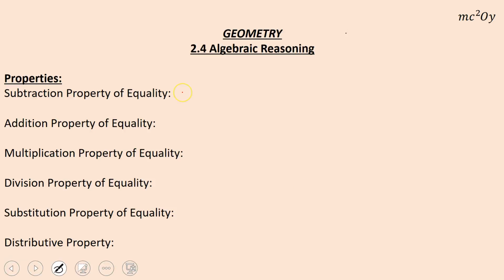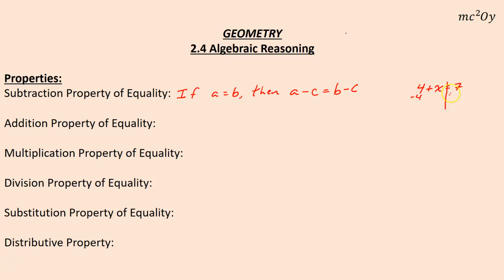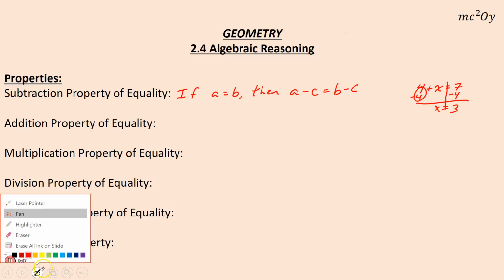So for instance, subtraction property of equality just says if A equals B, then A minus C would equal B minus C. Really it just means you're subtracting the same thing from both sides of an equation. So for instance, if I had 4 plus x equals 7, I would just subtract 4 on both sides. When I subtract 4, I'm using the subtraction property of equality. It gives me x equals 3 there. Okay, that's an example of the subtraction property of equality.